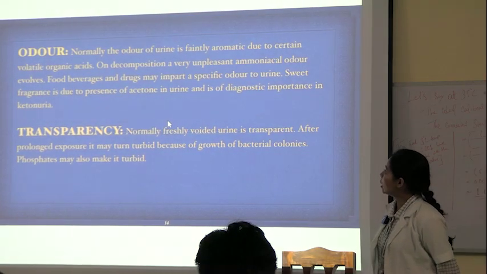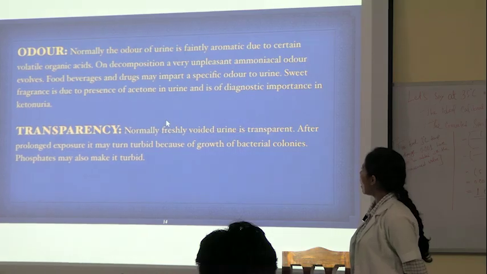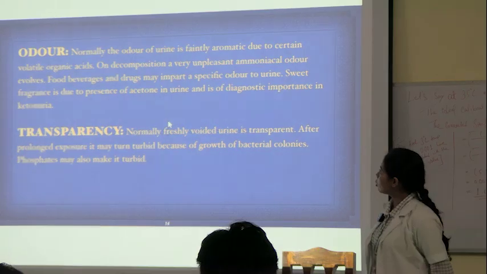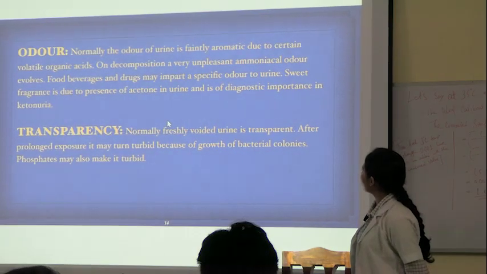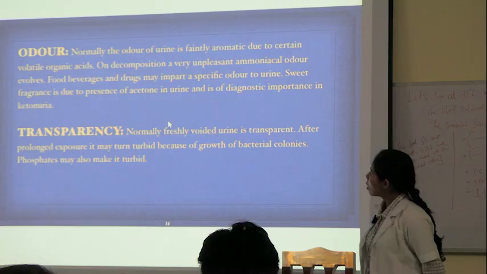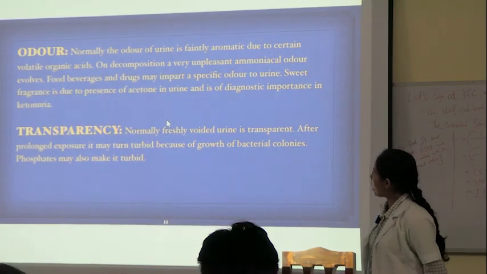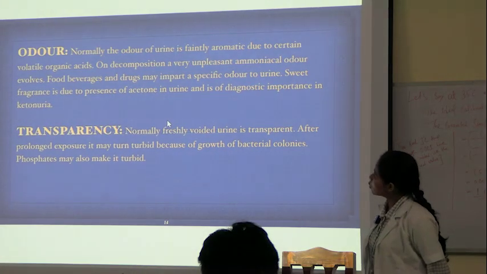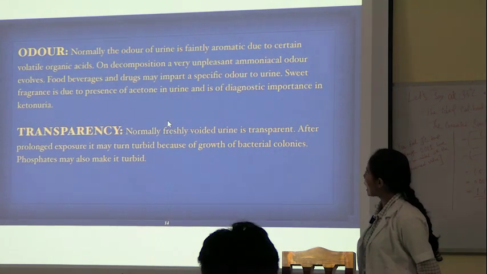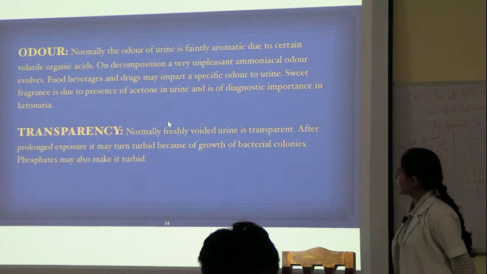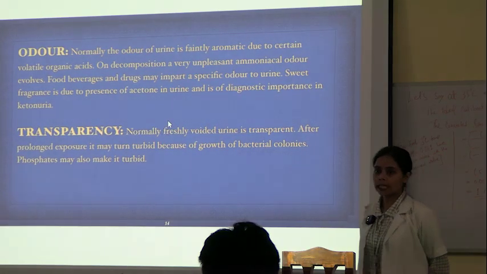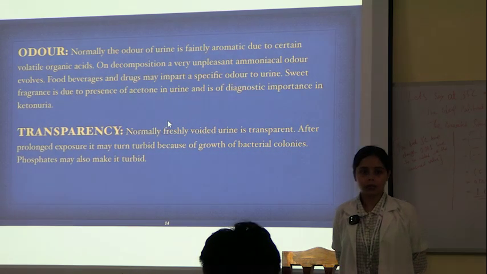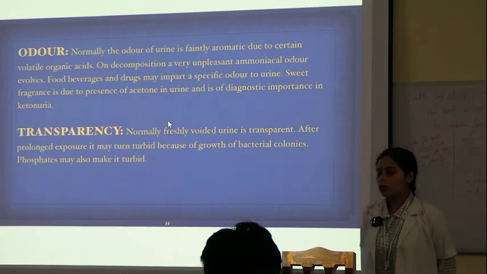Now odor. Normally the odor of urine is faintly aromatic due to certain volatile organic acids. On decomposition, a very unpleasant ammoniacal odor evolves. Food, beverages and drugs may impart a specific odor to urine. Sweet fragrance is due to presence of acetone in urine and is of diagnostic importance in ketonuria. DKA, diabetic ketoacidosis, the smell of the urine will be sweet.